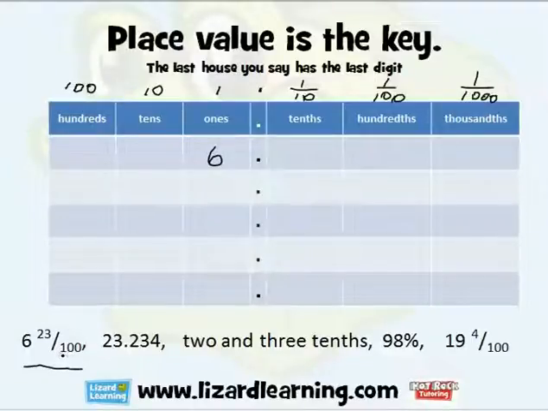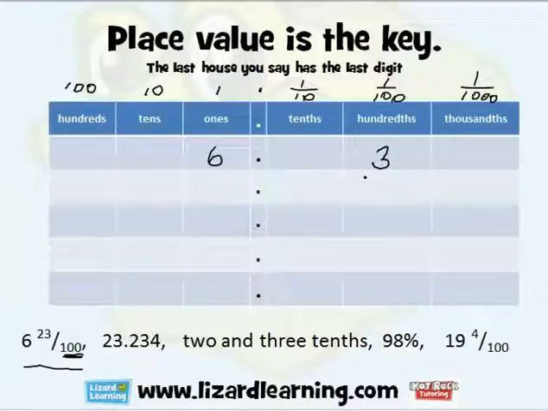When you're dealing with these fractions, look at the denominator. It says hundredths. So straight away we know we are dealing with the hundredths house. It says 23 hundredths. So if it's 23 hundredths, you'll put the 3 in the hundredths house.